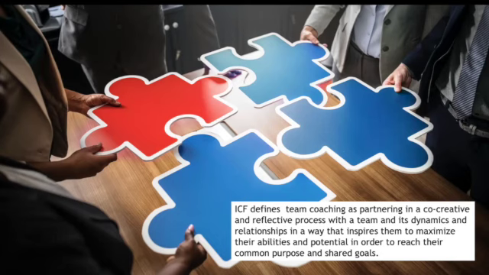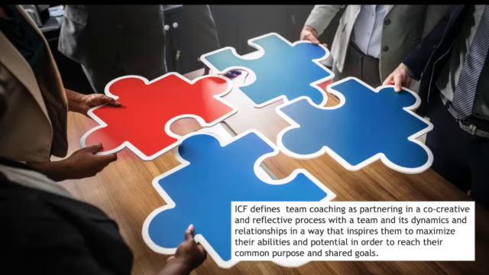And ICF distinguishes team coaching from other modalities. Team coaching is not the same as team building, where the goal is to build trust among participants of the team, or training, where you train the team about what makes teams great, or consultation, where you tell the team what to do.